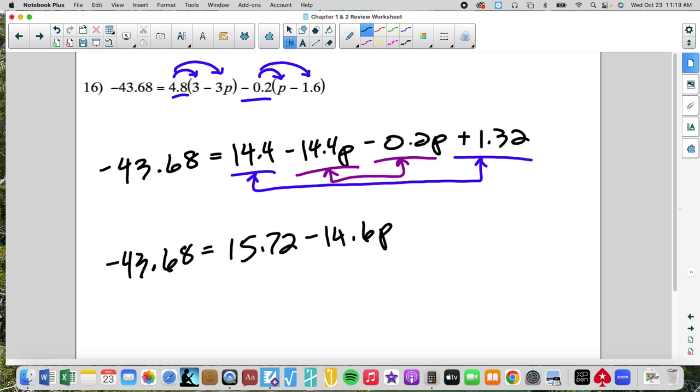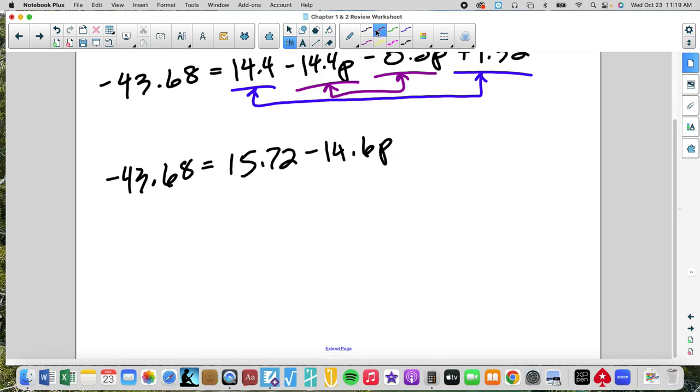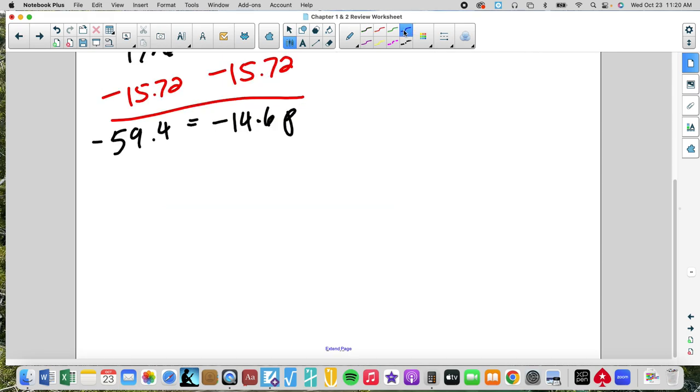Good. And now we have a two-step equation. We're going to move the constant. So I'm going to subtract the positive 15.72, subtract 15.72. That is 0, carry, 14, carry, 9, and 5. So negative 59.4 equals negative 14.6p. Whew, that doesn't look fun.